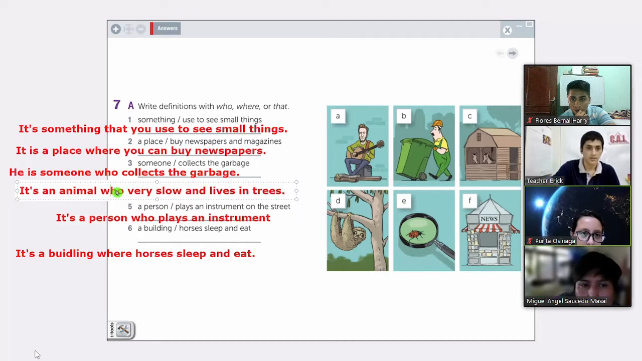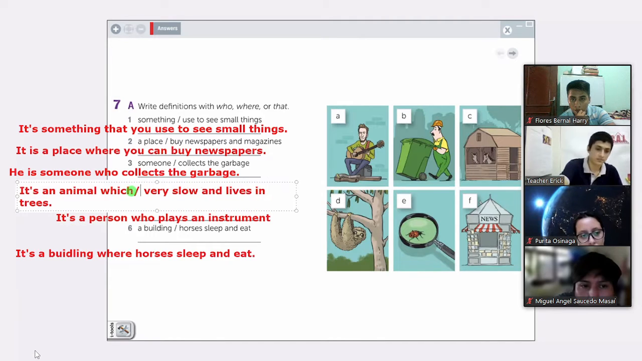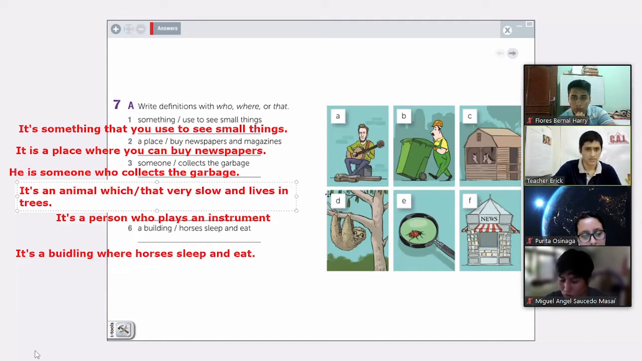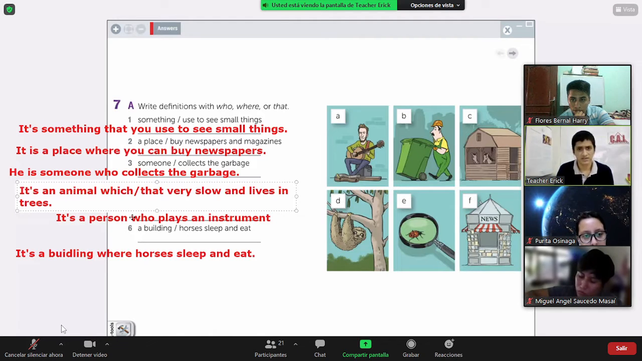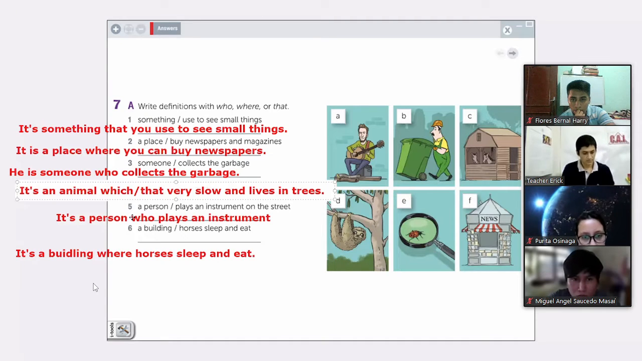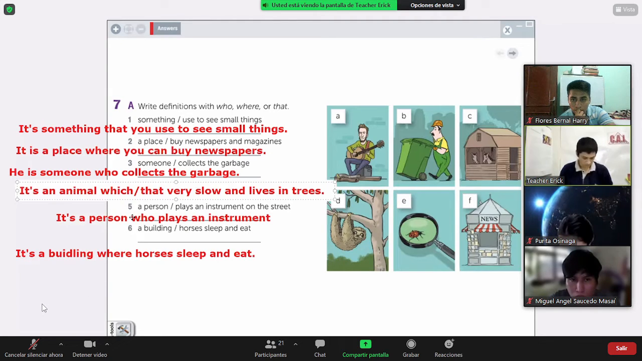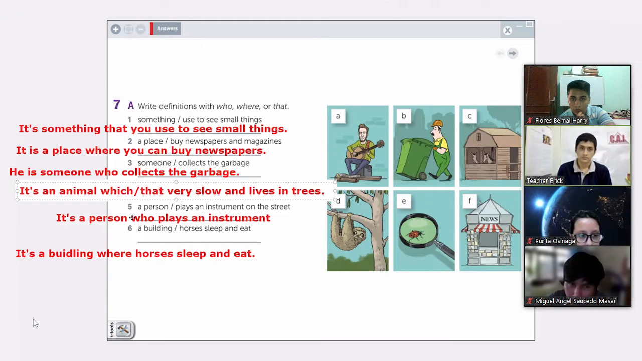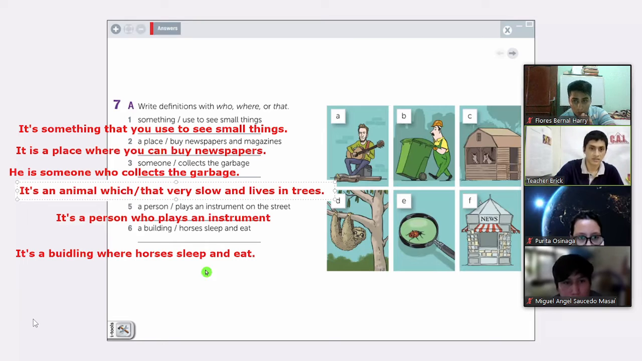Okay. Number 4, who? Number 4 is which. Which. Okay, that or which, okay. Yeah, either of the two, but what is wrong? It's an animal which very slow and lives. So, yes. What is wrong in number 4? Lives, without the S. It's an animal. No, it's correct.